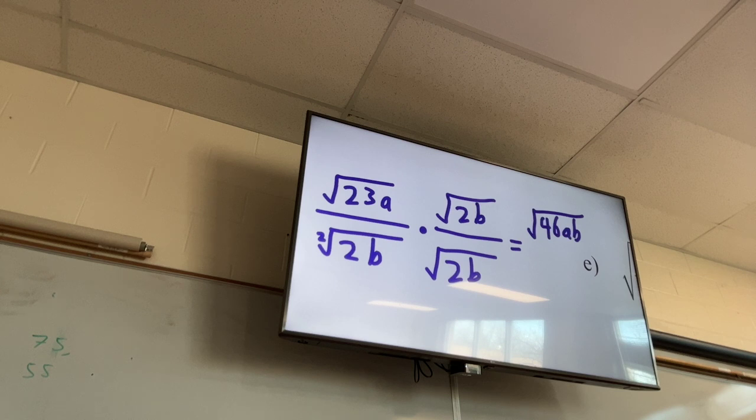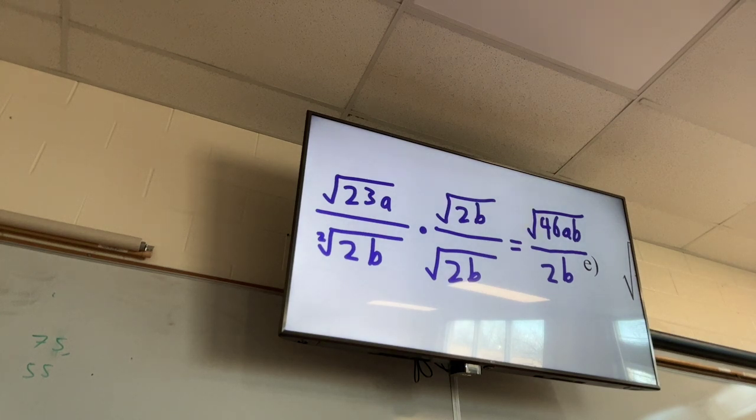Okay. On the bottom, root 2b times root 2b is what? Just 2b, right? The square root goes away, okay? And then this is going to start to become an issue. At this point, make sure your answer is simplified. Okay, is my answer simplified?